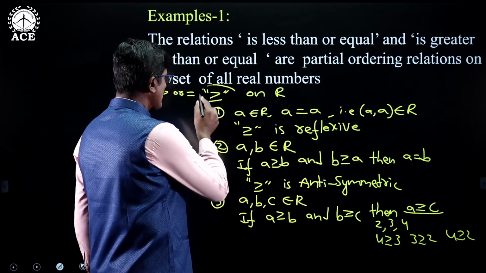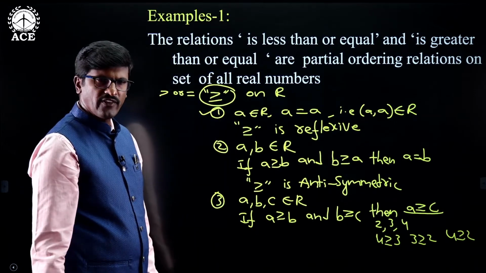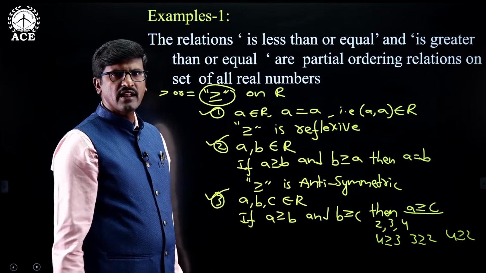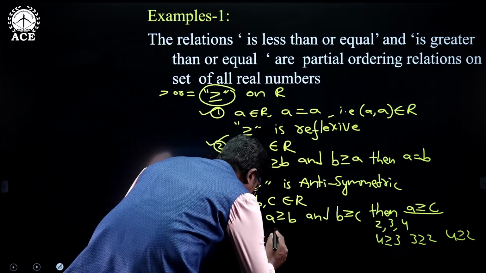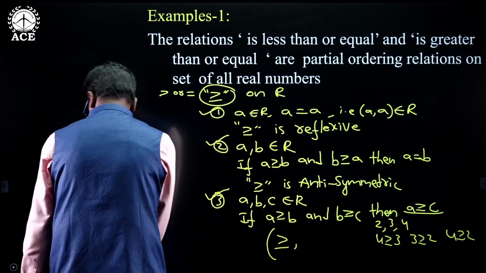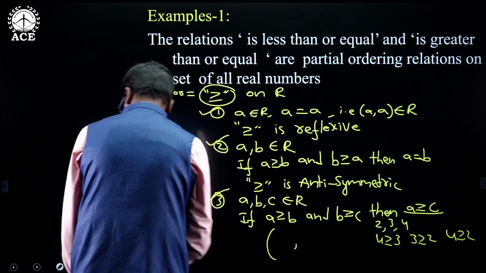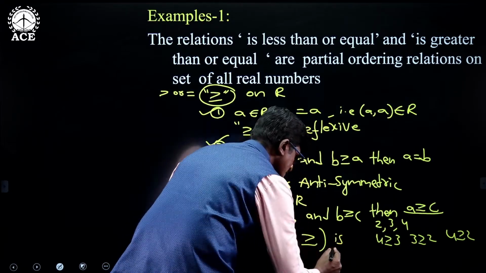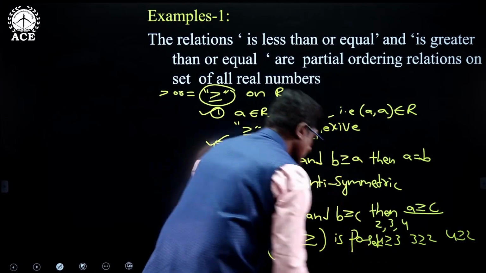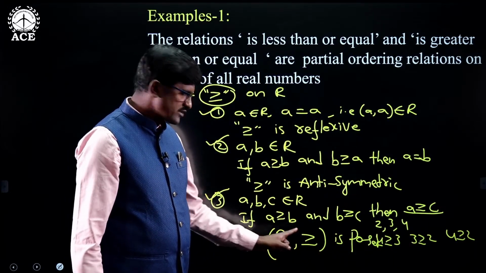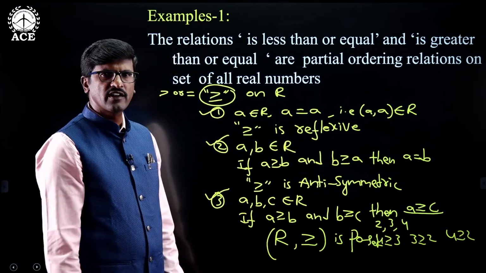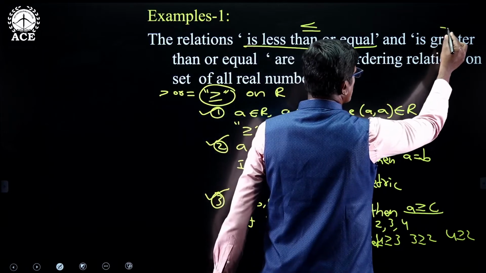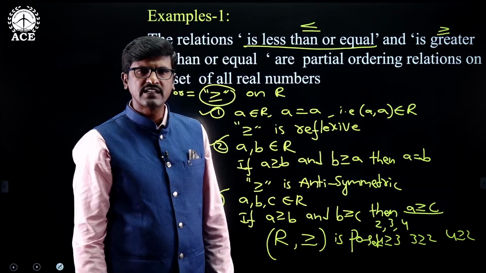So the relation greater than or equal to satisfies the reflexive property, antisymmetric property and transitive property. Therefore, greater than or equal to is a partial ordering relation, and R, greater than or equal to, is a poset. Here greater than or equal to is the partial ordering relation defined on the set of all real numbers. So less than or equal to and greater than or equal to are partial ordering relations on the set of all real numbers.